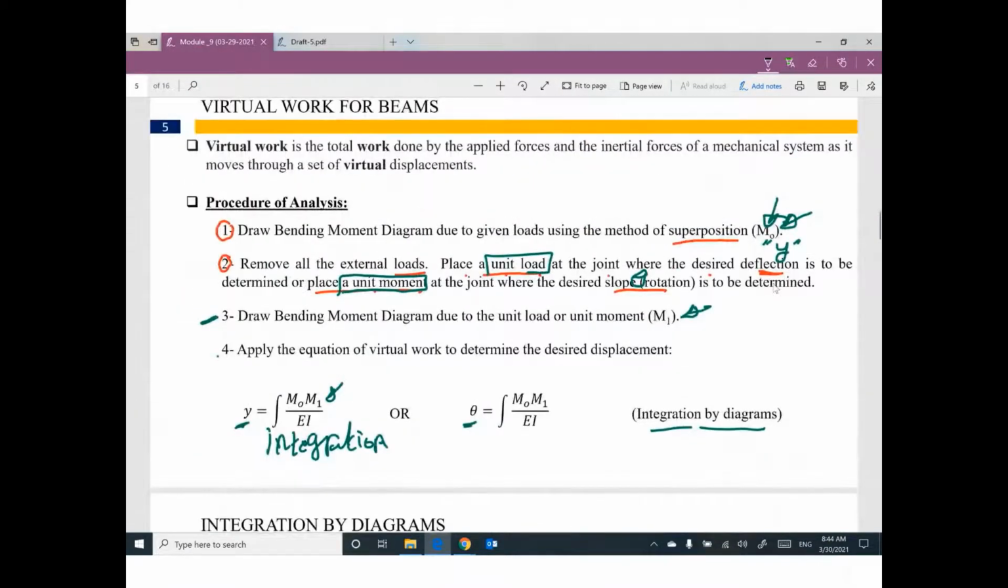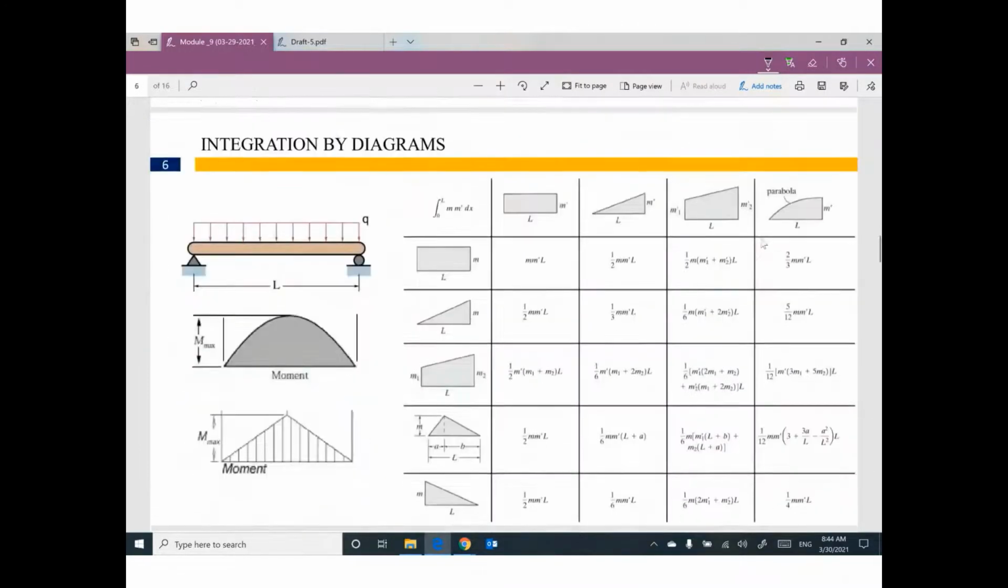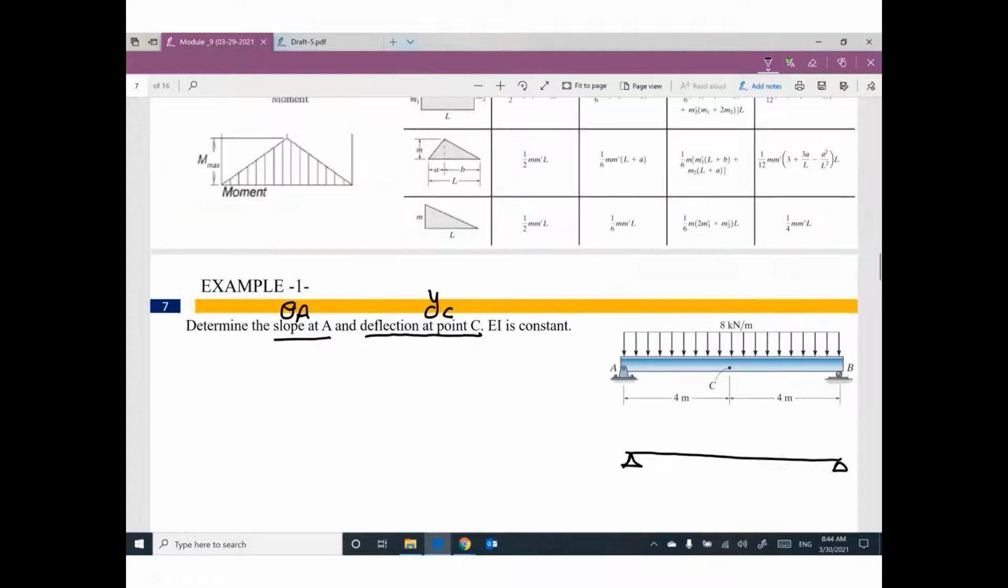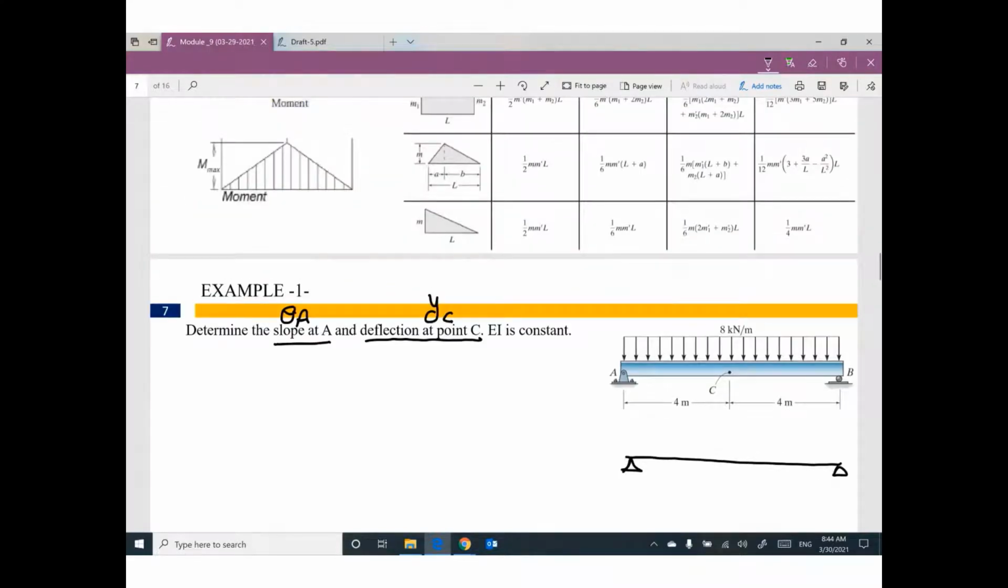First step, go ahead and draw the bending moment diagram due to the given load using the method of superposition. My question is, do you think we have many loads or only one load? I think it's only one distributed load. Can you tell me what is the bending moment diagram for this distributed load? Yes, I can. I believe you have a beam between a hinge and a roller and you have a uniform distributed load.